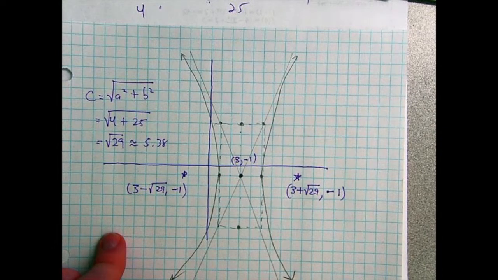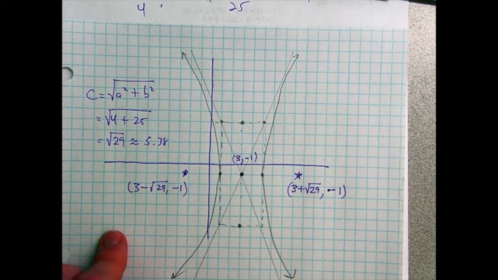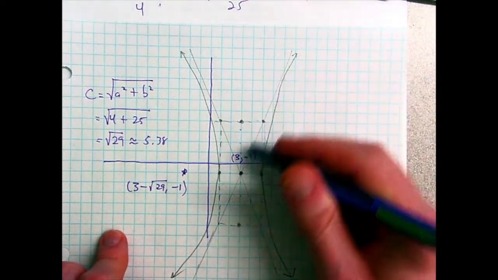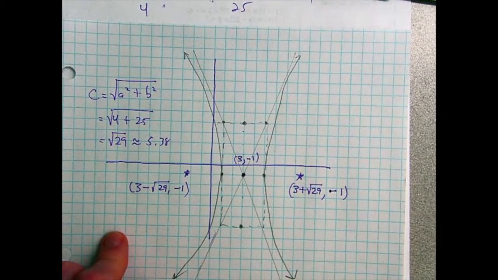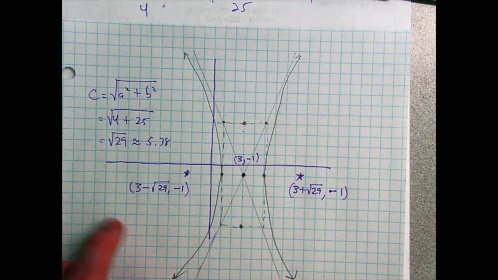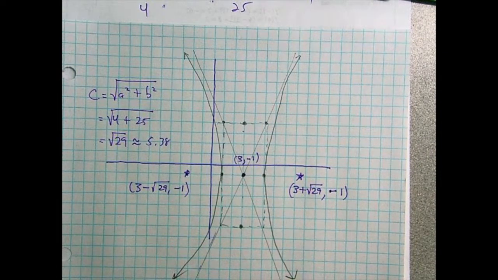I would like to find the equations of the asymptotes. That's the diagonal lines, right? So I want to find the equations of the diagonal lines. This is pretty easy once you've got a picture. Remember, if you want to find the equation of a line, there are several ways of doing it. You could do point-slope form. You could do y-intercept form. We've got lots of information on these lines.